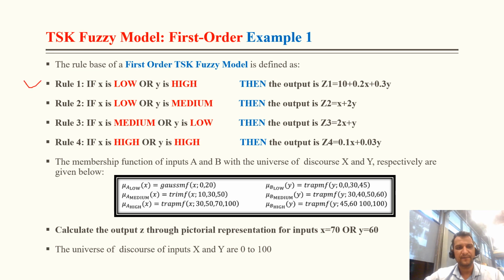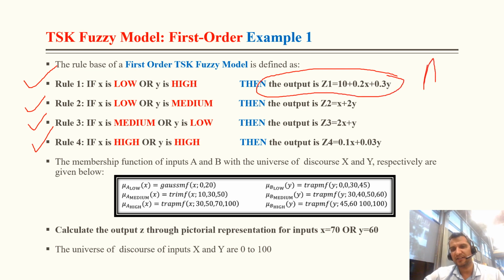So rule 1, rule 2, rule 3 and rule 4. There are 4 rules. If x is low or y is high, then the output is equal to this. So this is known to us. Same as what is being asked in assignment 12, right? So the TSK model will be more appropriately what will be asked in the final examination.